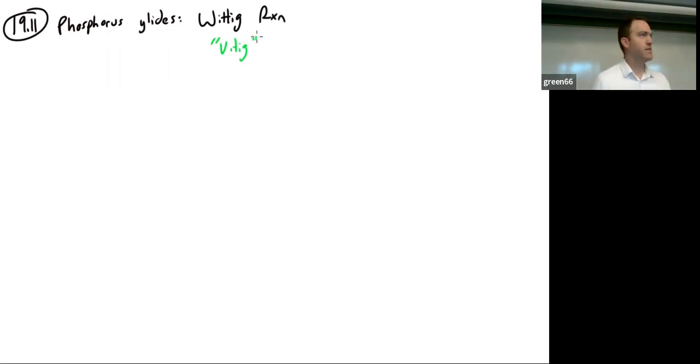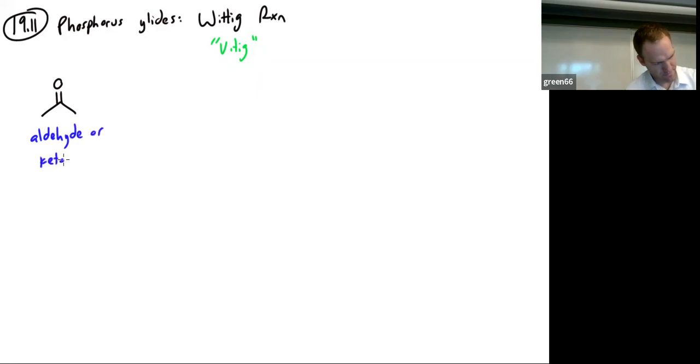The Wittig reaction actually has very simple products. It just goes through a complicated mechanism. So let me show you the simple part first. It is going to be the reaction of an aldehyde or ketone with this thing. It's called an ylide.